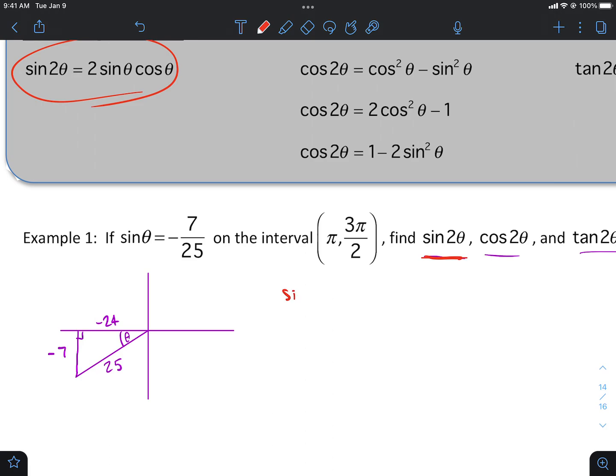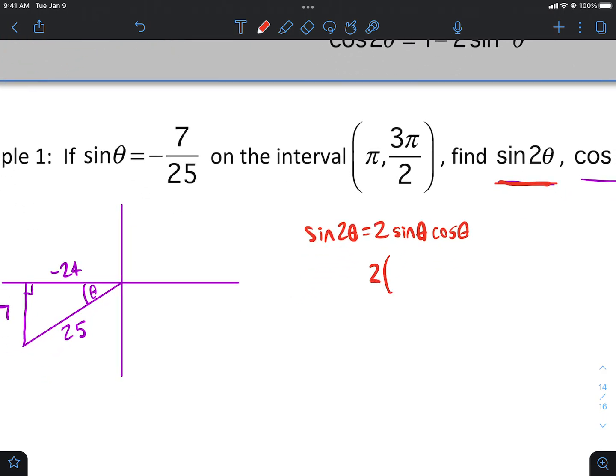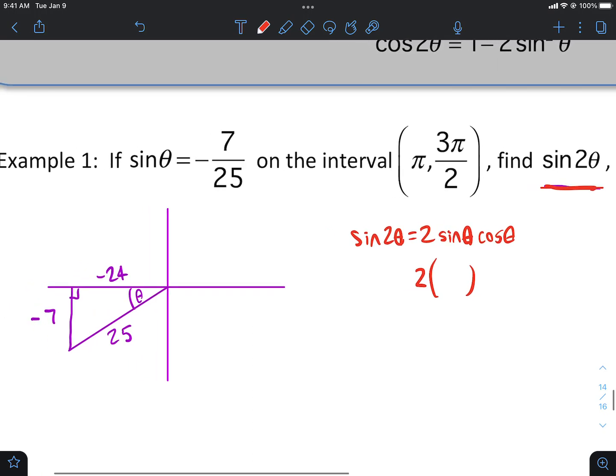So sine of 2 theta, I'm just going to rewrite it here. It's 2 times sine of theta, which we'll use our triangle to figure out, and then cosine of theta, which we'll also use our triangle to figure out. So you'll do 2 sine of theta. Sine is always the opposite over the hypotenuse, so that'll be negative 7 over 25. Cosine of theta is going to be the adjacent over the hypotenuse, so that'll be negative 24 over 25.